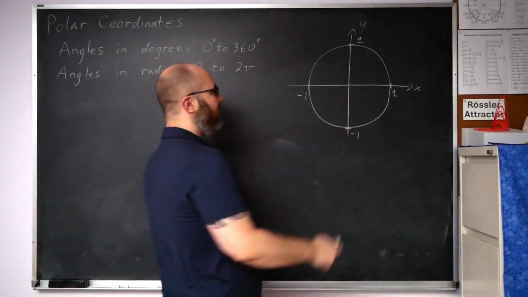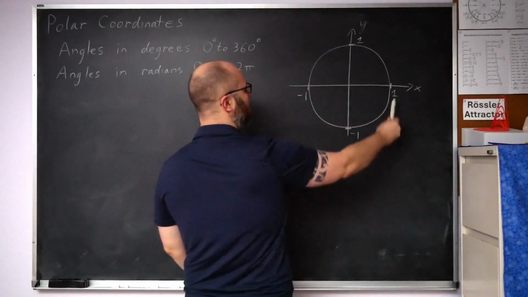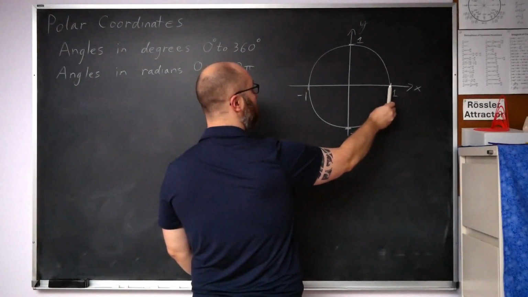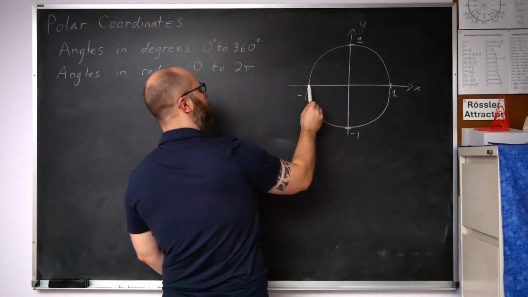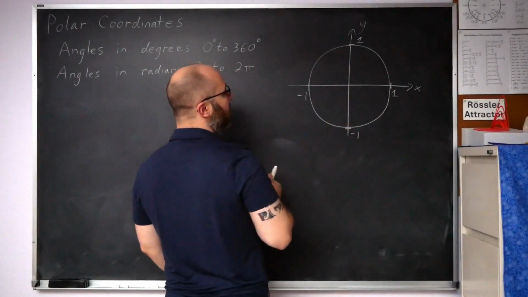So if I have a unit circle, a circle of radius 1, its center is at the origin 0, 0. It goes through the point x is 1, y is 0; x is 0, y is 1; x is negative 1, y is 0; and x is 0, y is negative 1. It's got a radius of 1.